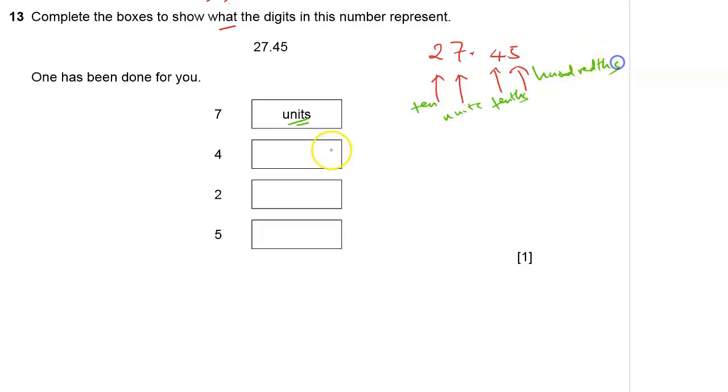Hundredths. Therefore, the answer to our question right here is: 4 is tenths, 2 is tenths, and then 5 is hundredths.